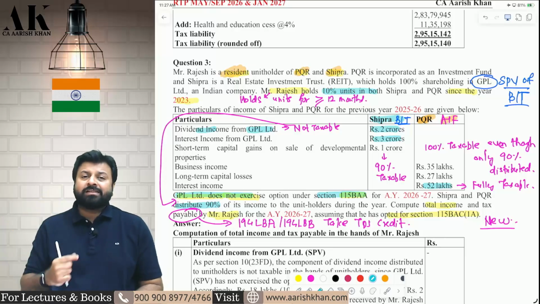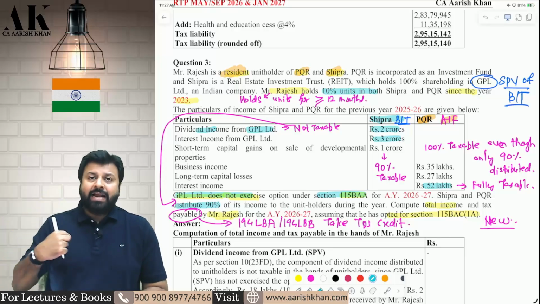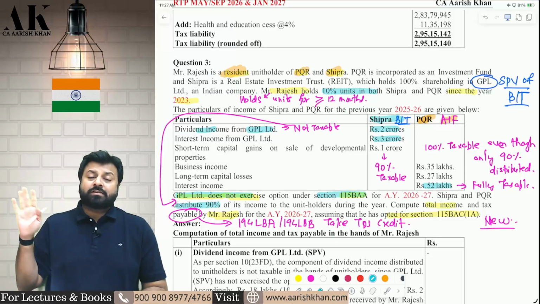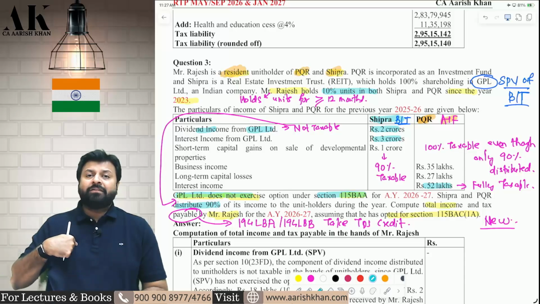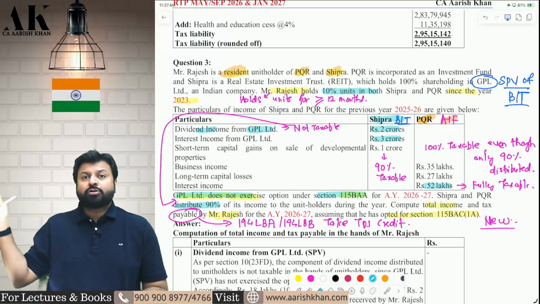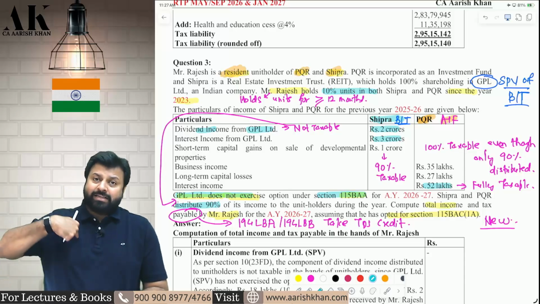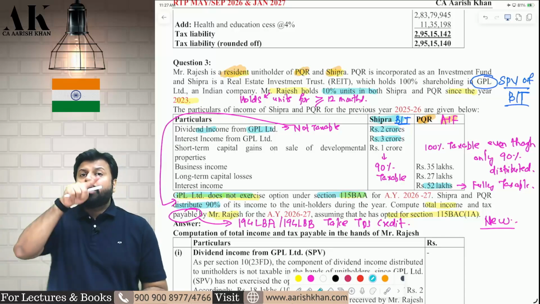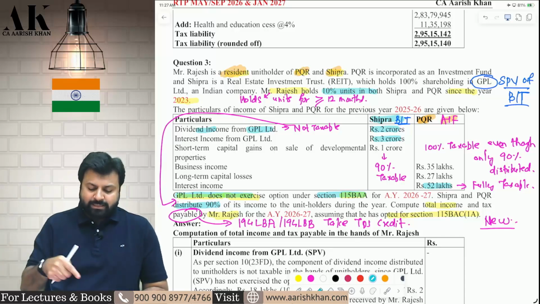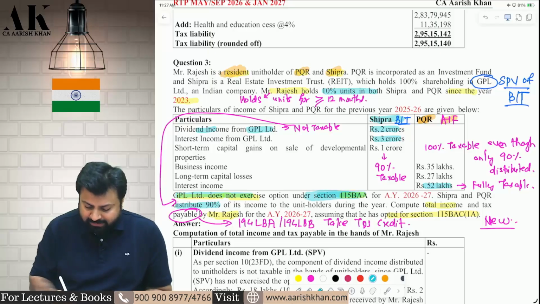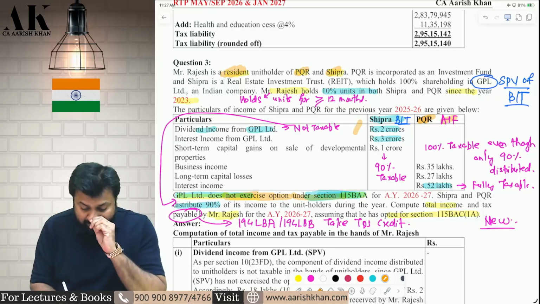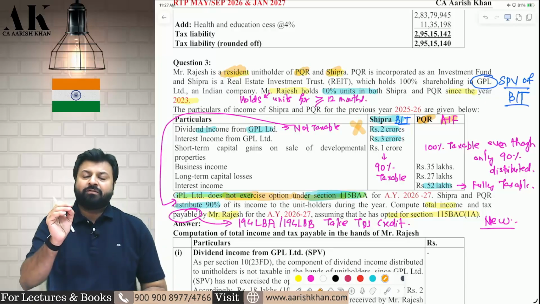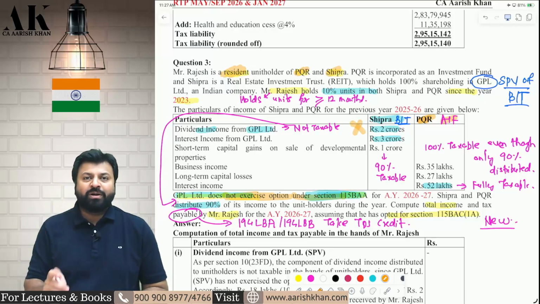Now, if the business trust receives any dividend from SPV, that dividend is always exempt in the hands of business trust. But what is the treatment of dividend in the hands of the investor? In the hands of investor, it depends. If the SPV has opted for 115BAA, then it is taxable. If the SPV has not opted for 115BAA, then it is exempt. In this question, check below. It is written that the SPV has not opted for 115BAA. Therefore, this dividend income is exempt in the hands of Mr. Rajesh. I hope it is clear to all of you.